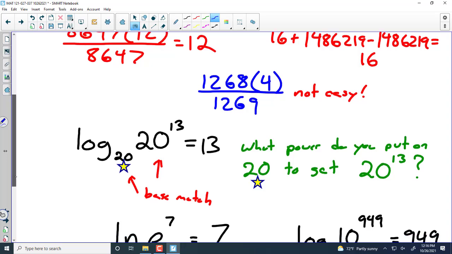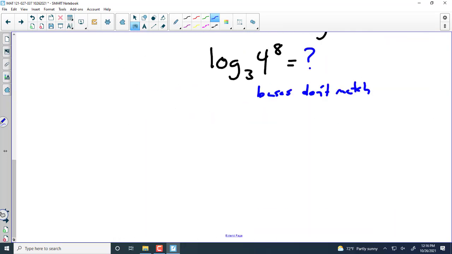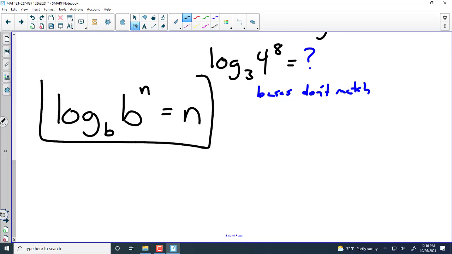If the bases don't match, you can't use this cool trick that says that log base b of b to the nth power is n. That they cancel each other out. We can't do that if the bases don't match. But if the bases match, we can go ahead and do that.